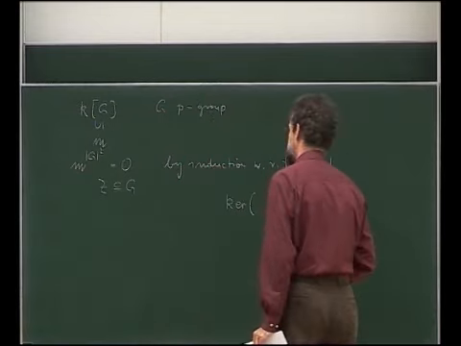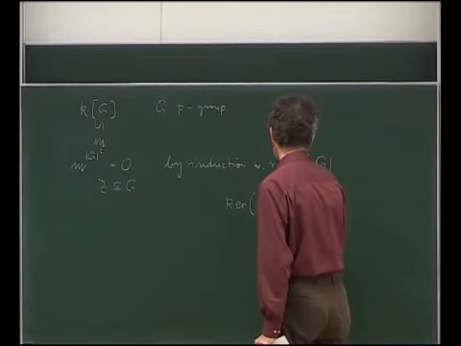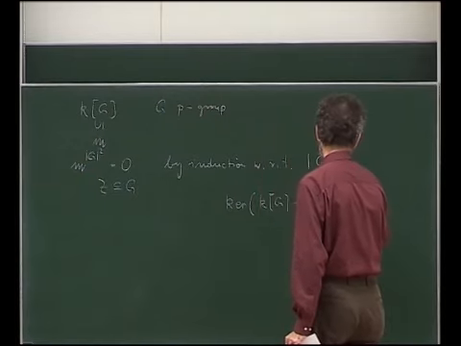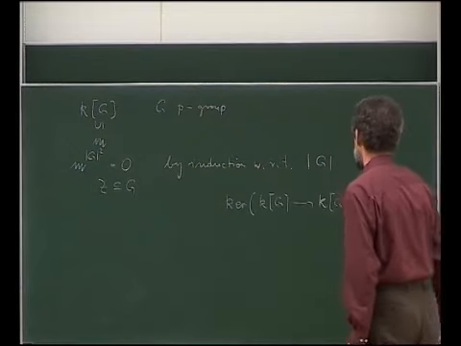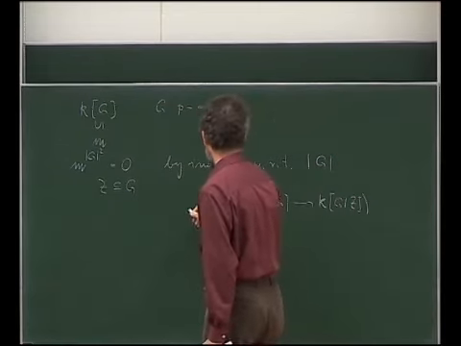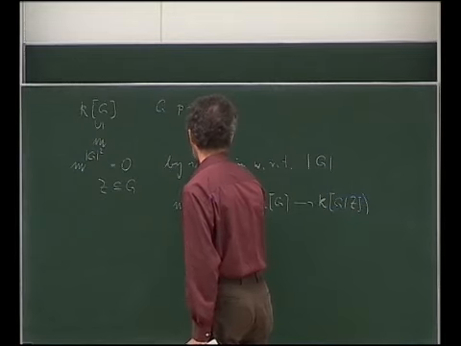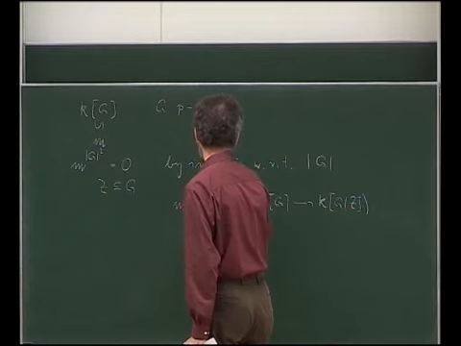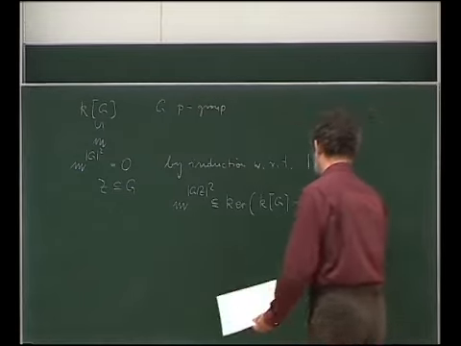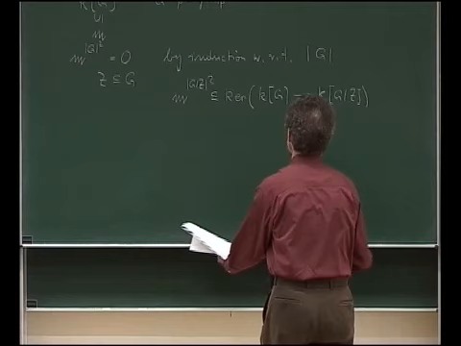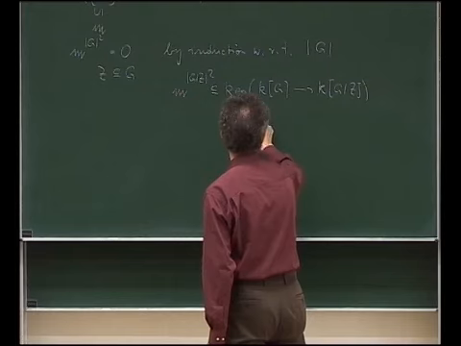of G. So if Z is the center, then I can look at KG, at the kernel of the projection to G mod the center. Right, and then I know by the induction hypothesis that M to the order of G by Z squared lies in here.